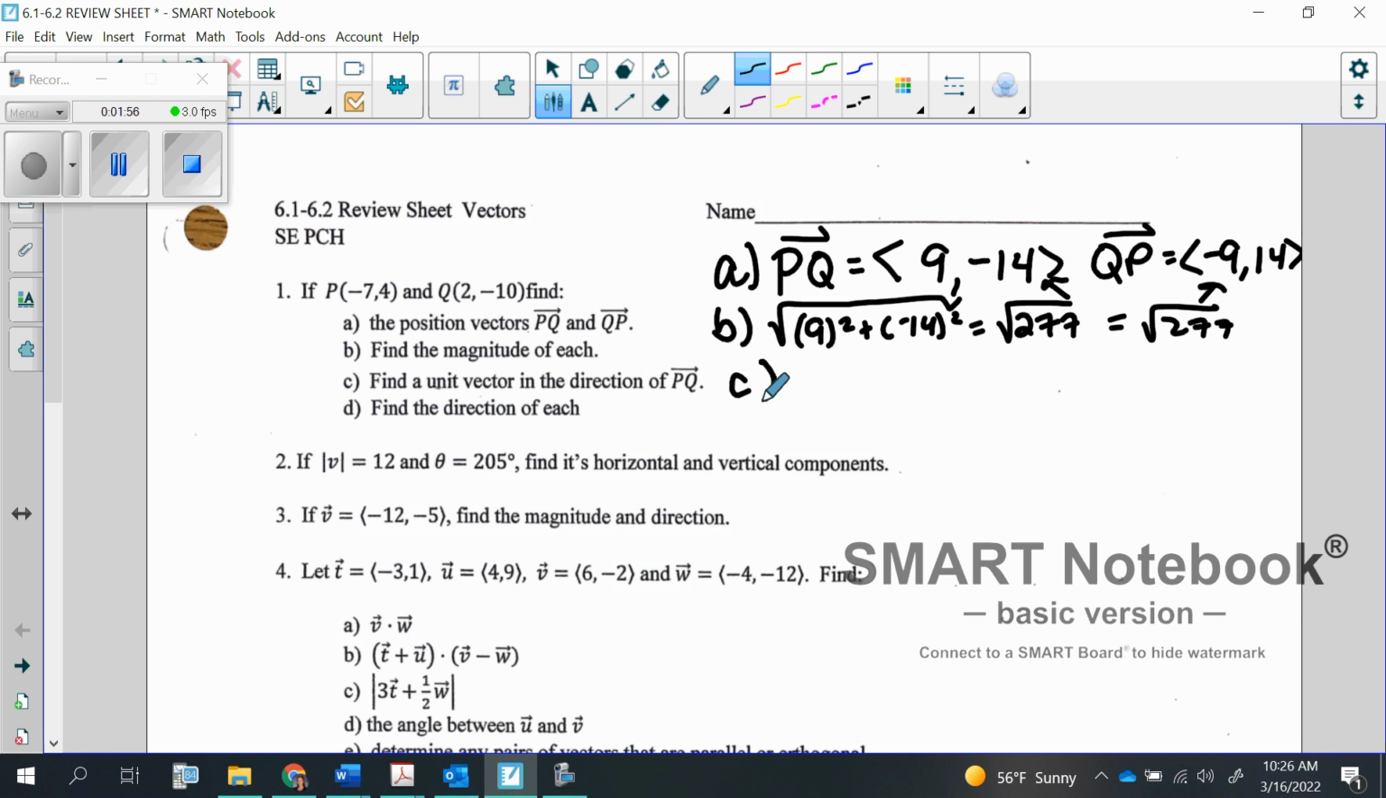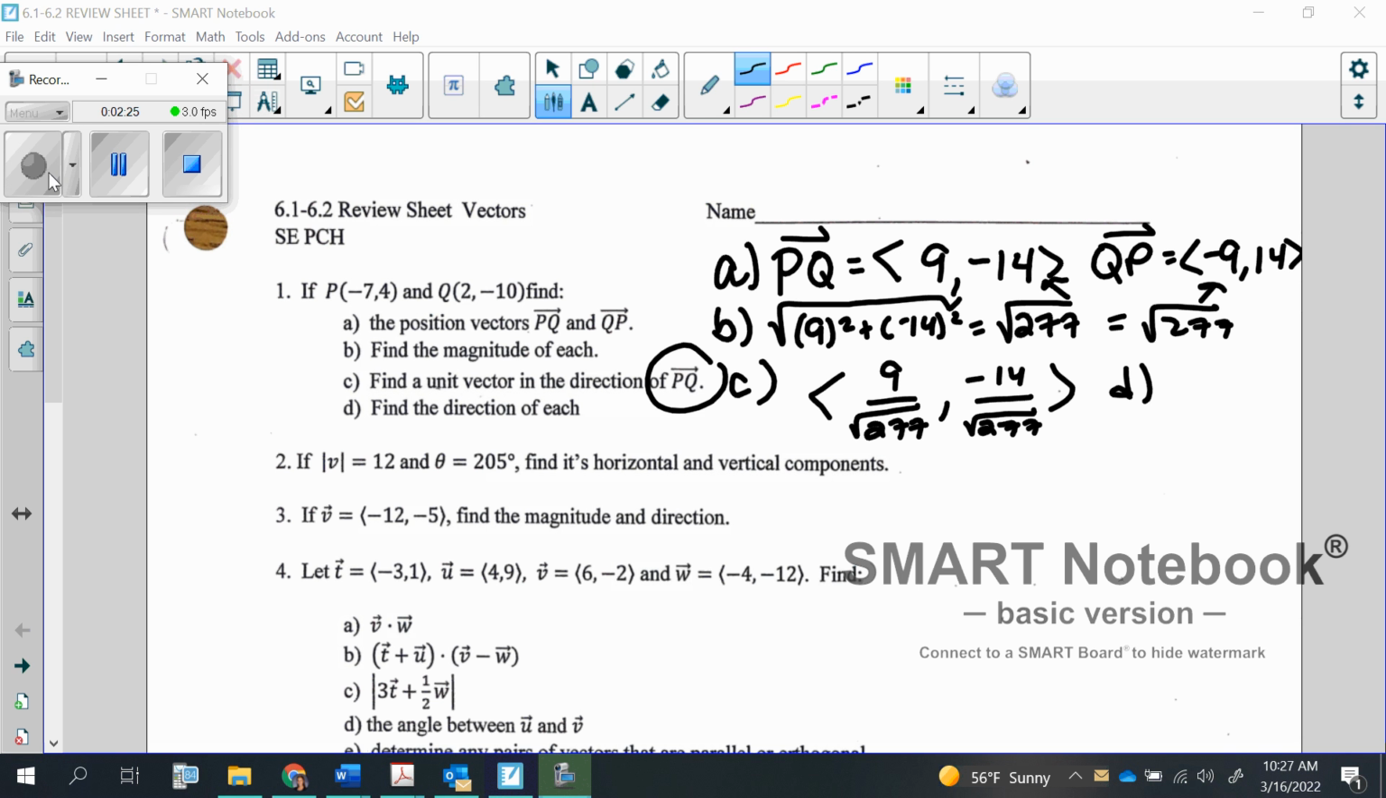C, find a unit vector in the direction of PQ. We take our PQ vector and divide each component by its magnitude. That's what a unit vector does. A unit vector has a magnitude of 1 in the direction of whatever vector we're talking about, in this case PQ. If you don't believe me, you can take the magnitude of the unit vector, and it should be 1. Square the X component, square the Y component, take the square root, and you should get 1. That's a good way to check yourself if you have the time.